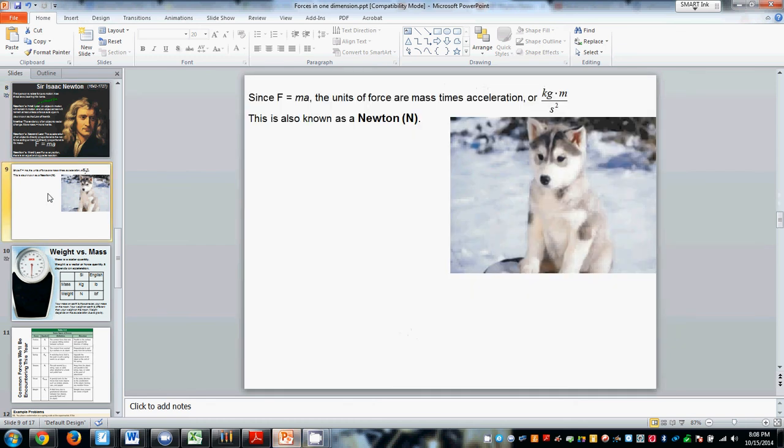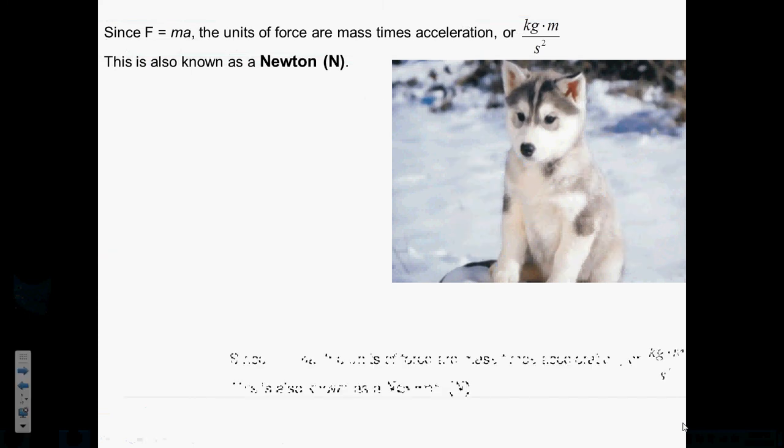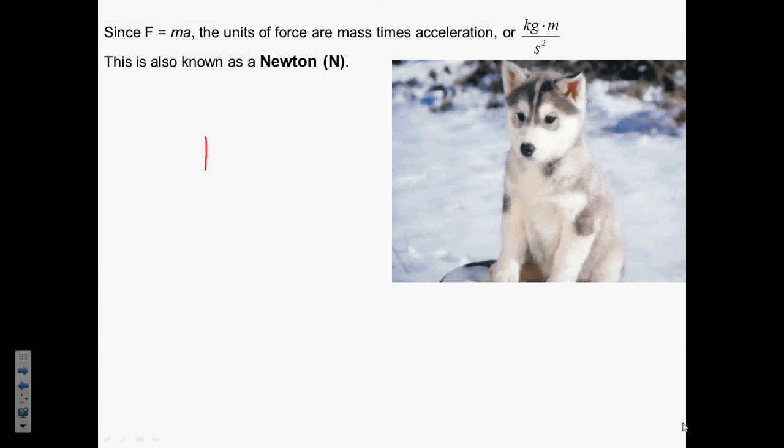I mentioned before that we're going to talk about the Newton. The Newton is a unit of mass times acceleration, because we said before that F equals ma. Mass is always in kilograms, and acceleration is in meters per second squared. When you multiply these together, you get a kilogram meter per second squared. Physicists just don't like to keep writing that, so we call it a Newton. So 1 Newton is equal to 1 kilogram meter per second squared.